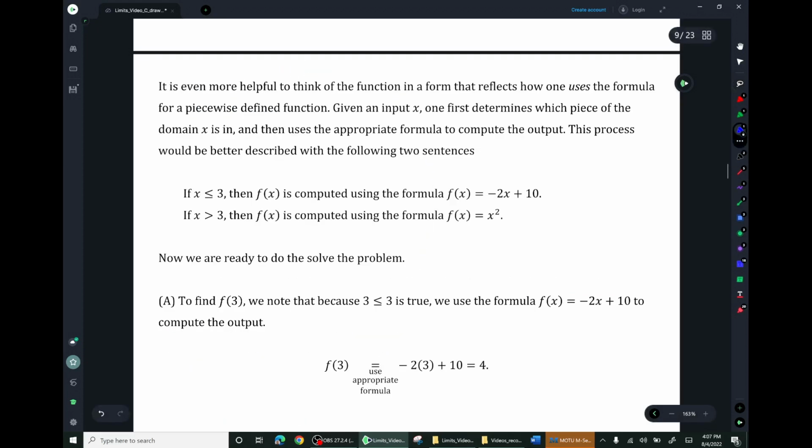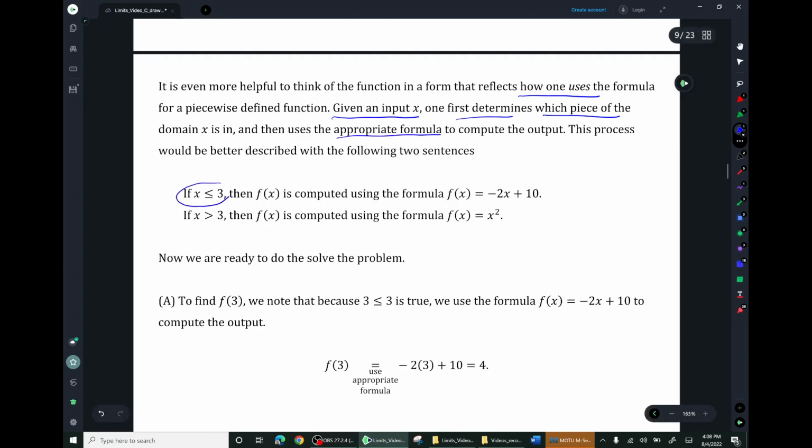But I find it's even more helpful to think of the function in a form that reflects how one uses the formula for a piecewise-defined function. That is, given an input x, one first determines which piece of the domain x is in, and then uses the appropriate formula to compute the output. This process would be better described with the following 2 sentences.